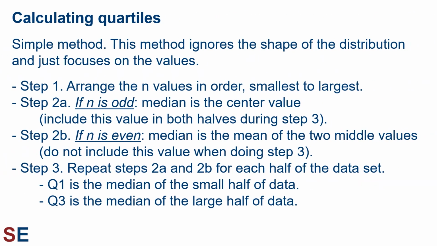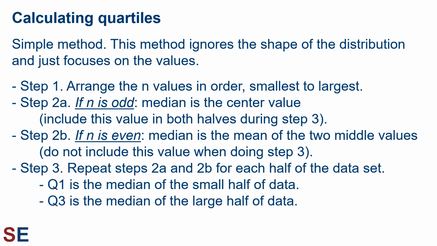So to recap how to calculate quartiles using a simple method, the method's going to ignore the shape of the distribution and just focus on the values. Step 1, we'll arrange the values in order from smallest to largest. Step 2 depends on whether n, the number of values, is odd or even. If n is odd, the median will be the center value, and we'll include this value in both halves during step 3, our calculation of Q1 and Q3.